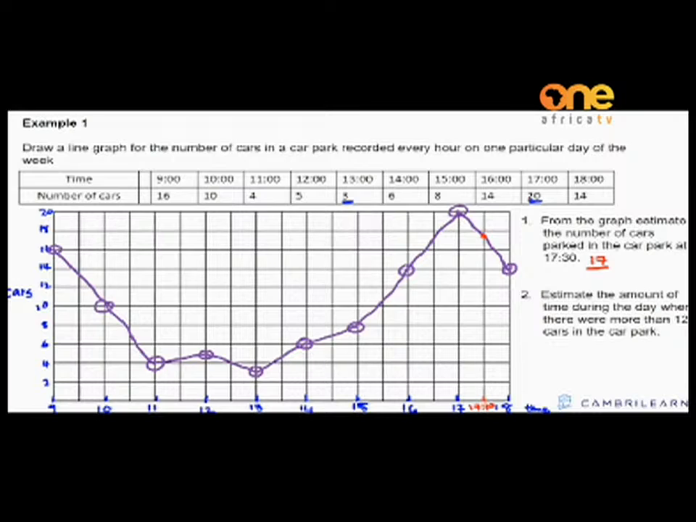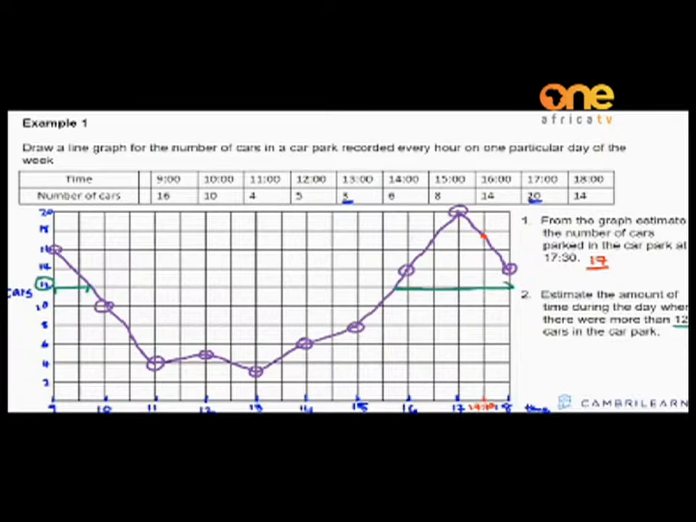You are then asked to estimate the amount of time during the day when there were more than 12 cars in the park. So that means it's that amount of time there, okay, more than 12, remember there's our 12, as well as that amount of time there. So we're going to have to estimate how many hours these are.